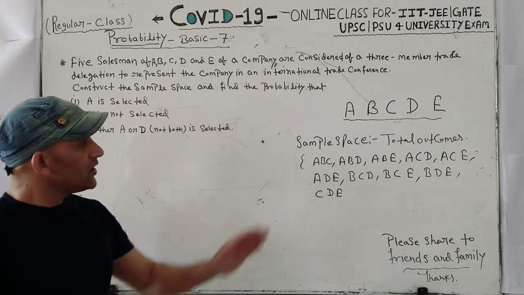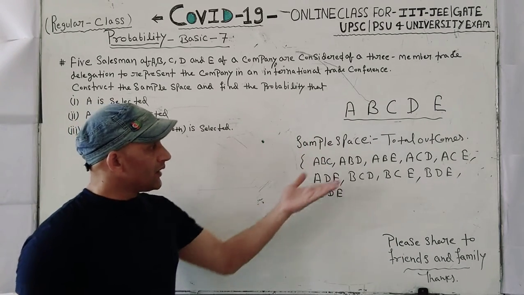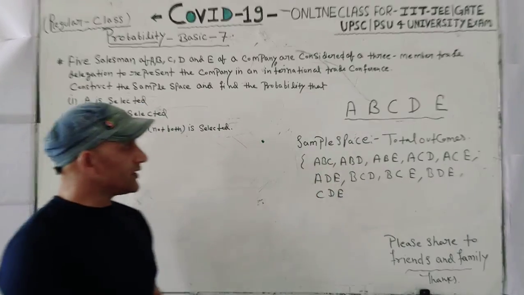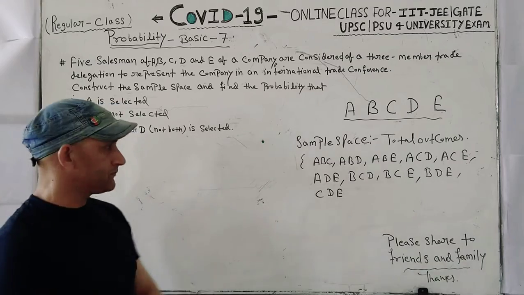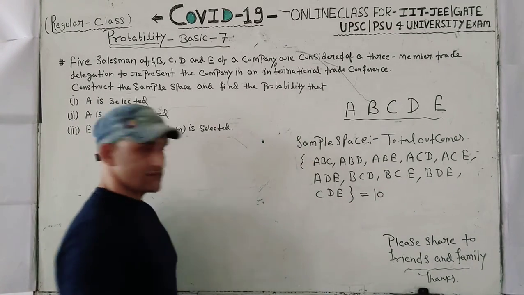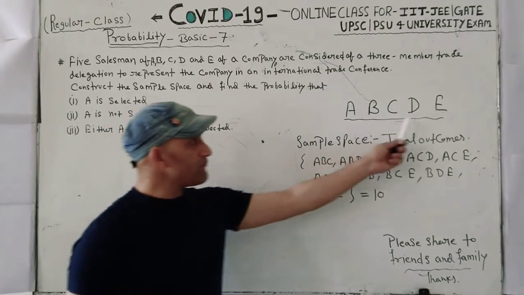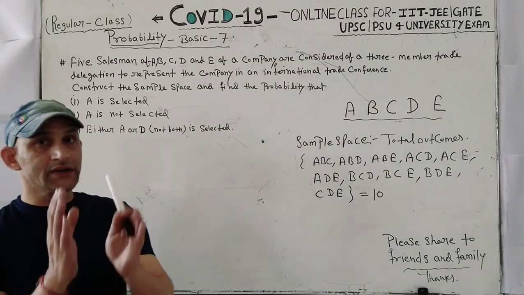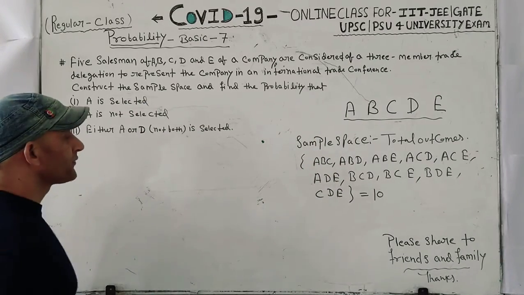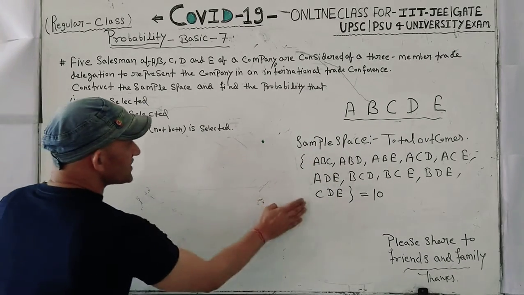This is the way to select m items out of n, where n is greater than m. So these are a total of 10 cases. You have 5 members and you have to select 3 out of 5. This is the method, and this is the sample space.